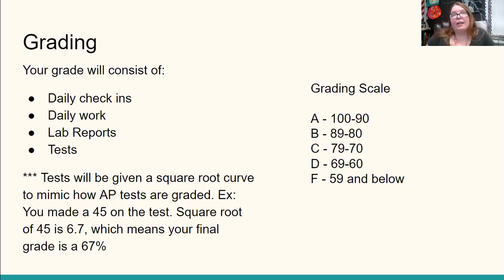So typically in an AP class, we curve the tests a special kind of way to mimic how grades are curved on your AP exam. So generally we do something called a square root curve. That means I take the score that you made, I take the square root of it, and then I move the decimal point over one, and that's your new percentage. So the example I gave you, let's say you failed the test, but it was a hard test, so that's expected. But you made a 45, I take the square root of that and I get a 6.7, which means that you got a 67%, which if you look at your grading scale, means you passed it. So that was very helpful to students last school year. So I'm hoping that it'll give just a little modicum of comfort to y'all this semester as well.